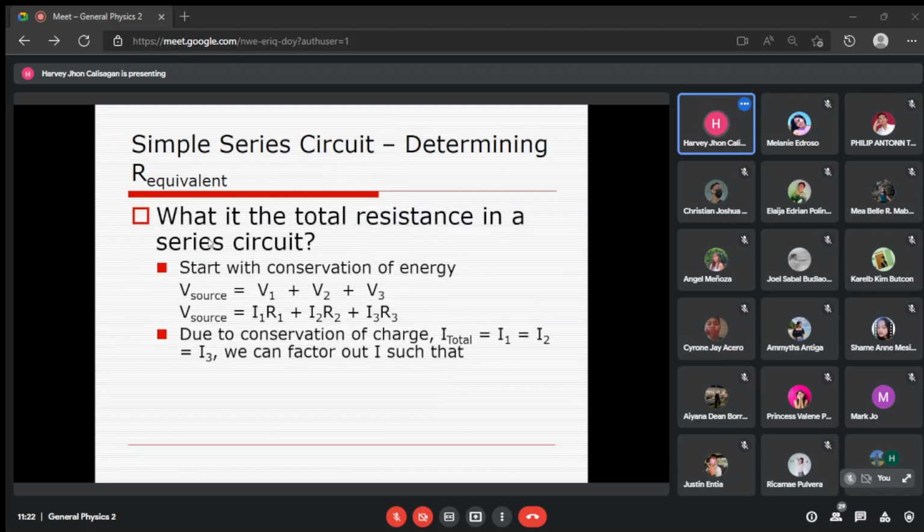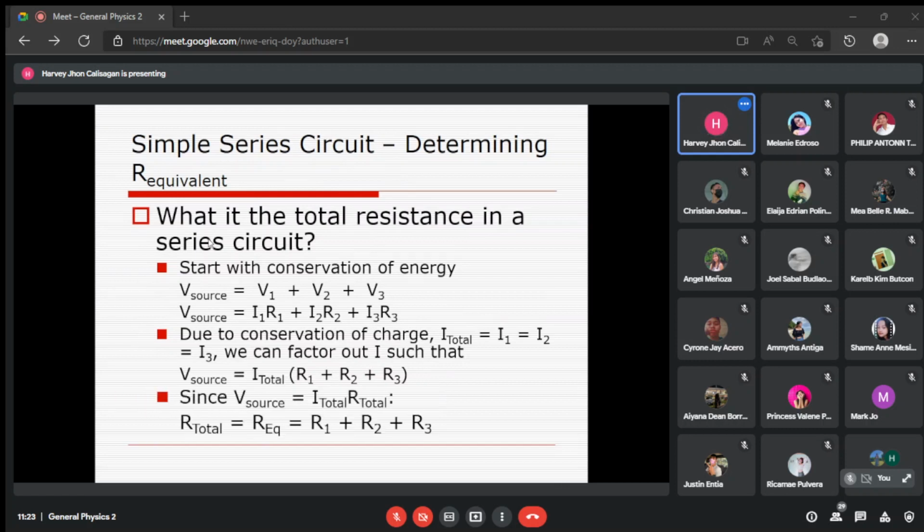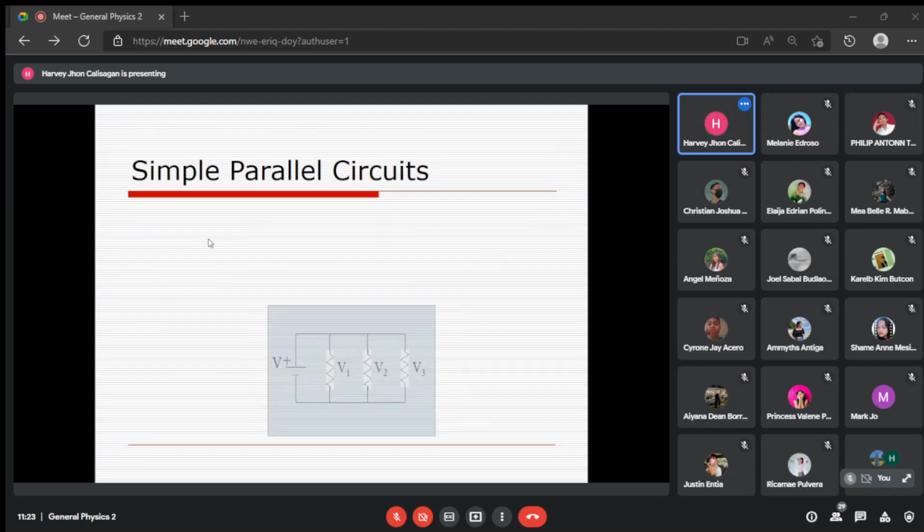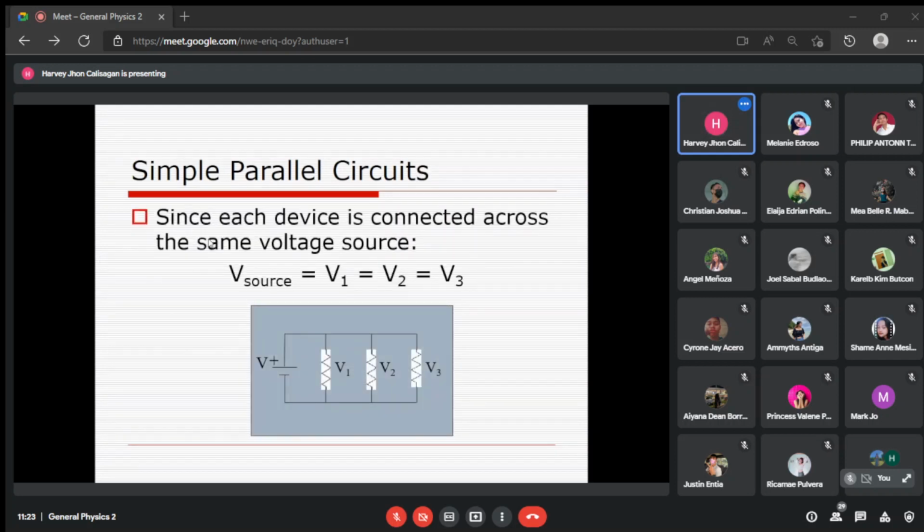So, okay. So we're discussing this one. Let's just skip this. Same with this parallel circuit. We're then discussing this one. Okay.